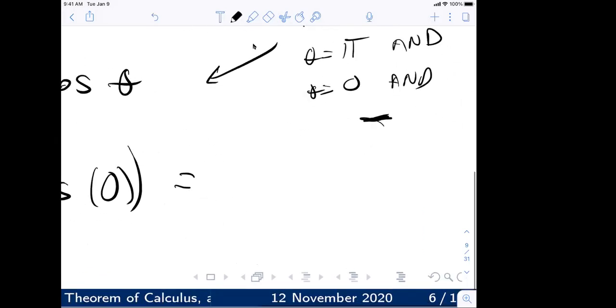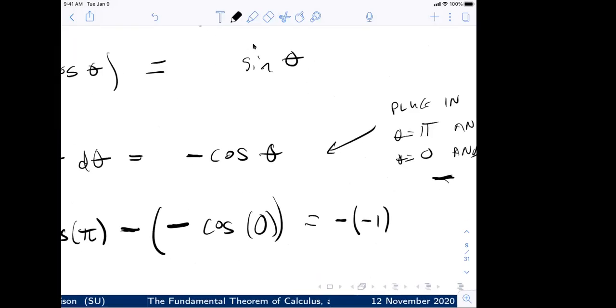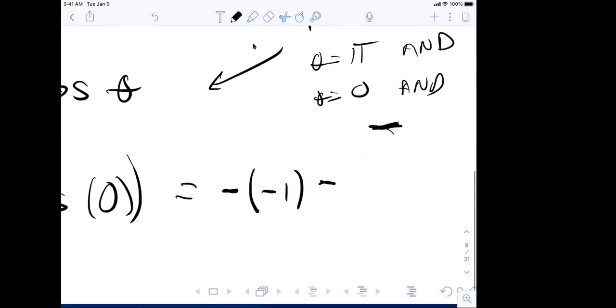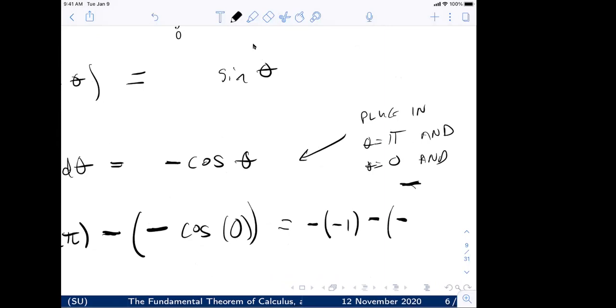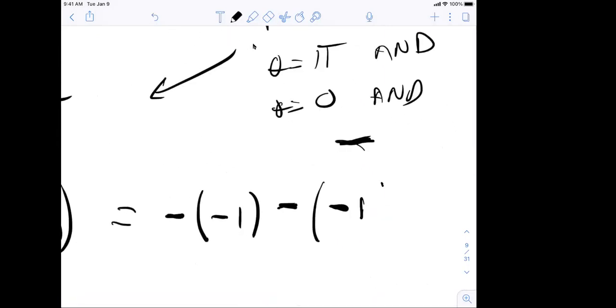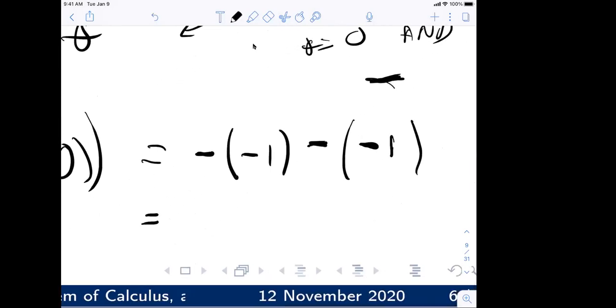So when I simplify this, I'm going to get -1. There's cosine of pi. And then minus, what's the cosine of 0? +1. Very good. So minus from that minus that's already there, 1. So lots of negatives, but they all come out. Negative times negative gives me +1, minus -1 gives me +1, and so that is equal to 2.